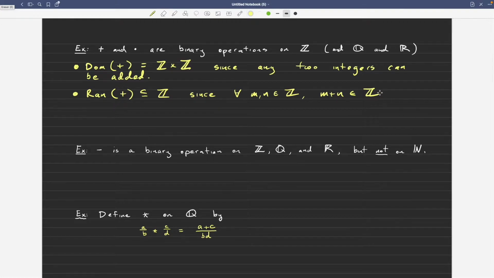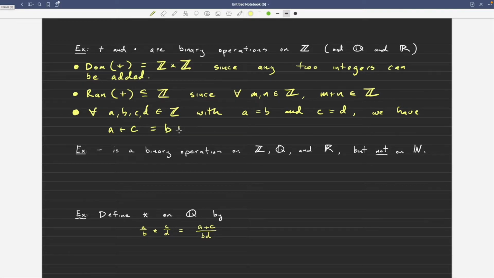The axioms of integers are basically just assuming that addition is a binary operation. So it's assuming that you can add any two integers and that the result will be an integer also. And also, when equals are added to equals, we get equals. For every, let's say, a, b, c, and d in the integers with a equal to b and c equal to d, we certainly have that a plus c is the same thing as b plus d, because a is equal to b and c is equal to d. We're just adding equals to equals, right?